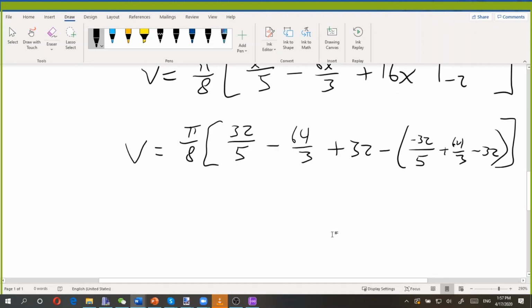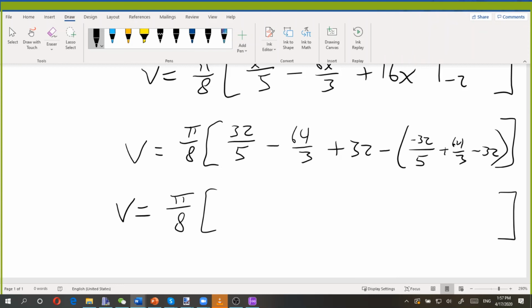So once again, all of our signs are opposite, which is going to happen anytime you've got a shape that is symmetric around the y-axis. Because our start point was the same distance away from 0 as our endpoint, this just worked out this way. But 32 over 5 plus 32 over 5 is 64 over 5. -64 thirds minus 64 thirds is -128 thirds. And 32 plus 32 is 64.